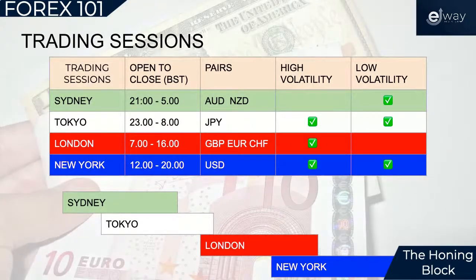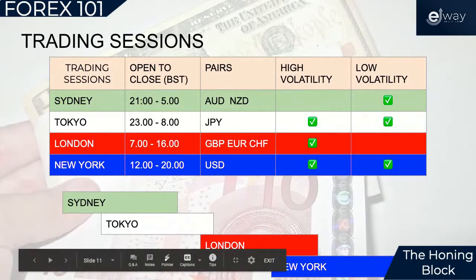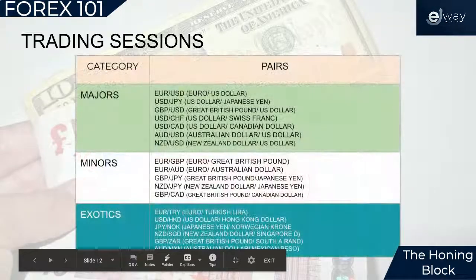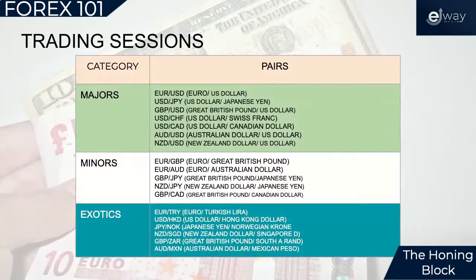Okay, so let's get on to the next slide. So in terms of the pairs, I forgot to change the title there. We're not dealing with the trading sessions anymore. We're dealing with the currency pairs. Now, currencies are paired into three major categories. So we have the Forex majors, we have the Forex minors, and then we have the exotics.